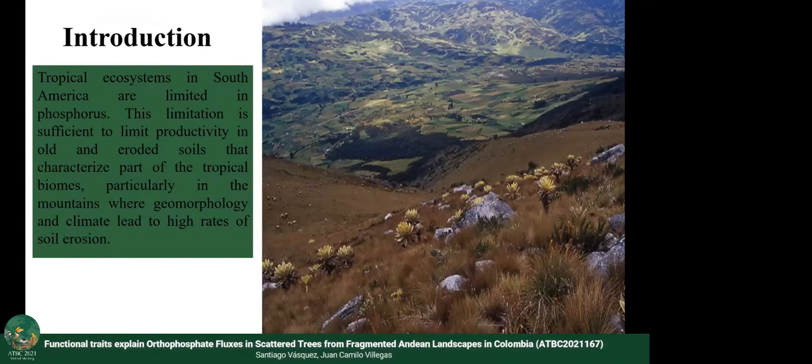Tropical ecosystems in South America, for example, are limited in phosphorus due to its depletion during long-term pedogenesis, as well as the lack of phosphoric rocks in the Andean geology. This limitation is sufficient to limit productivity in old and eroded soils that characterize part of the tropical biomes, particularly in the mountains where geomorphology and climate lead to high rates of soil erosion.